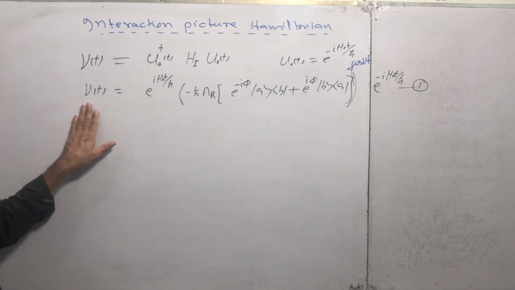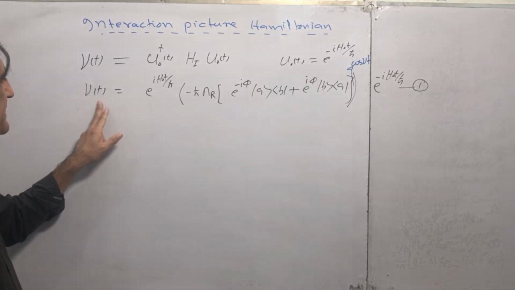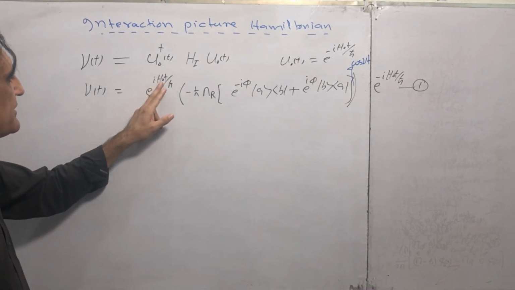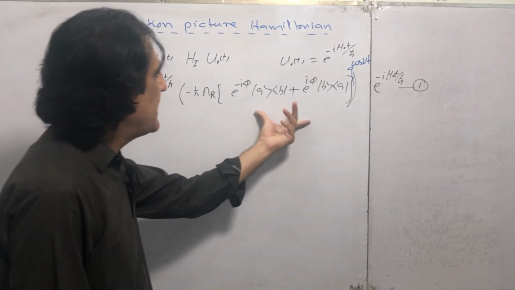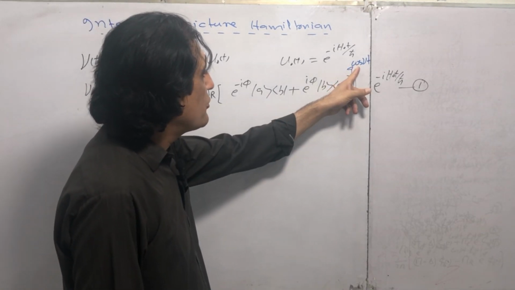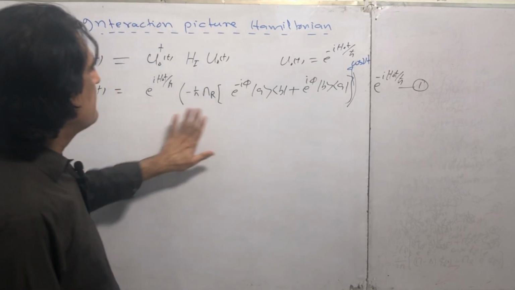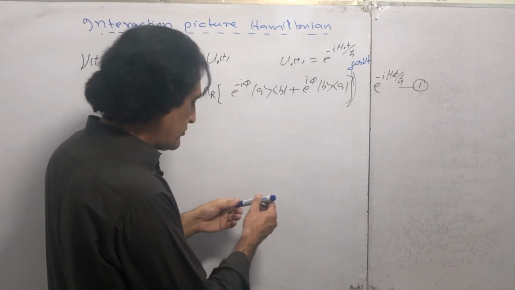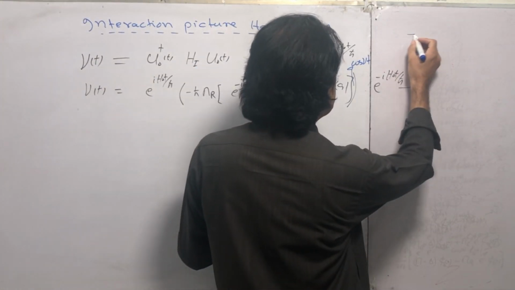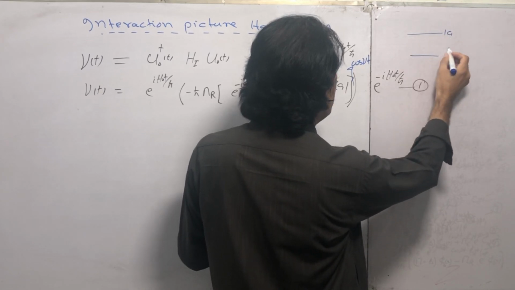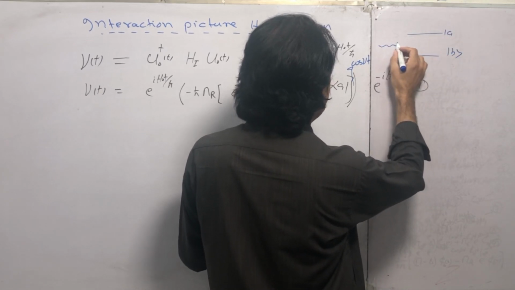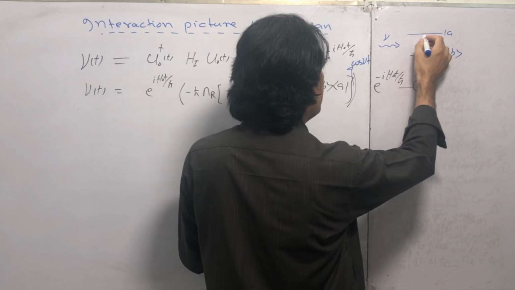Here this equation is V of t, which is equal to e to the power i H naught t divided by h bar. This is the H_I. Here we have cosine nu t with multiplication. So this is the Hamiltonian. This is the interaction Hamiltonian of a two-level system when a field of frequency nu is interacting with it.